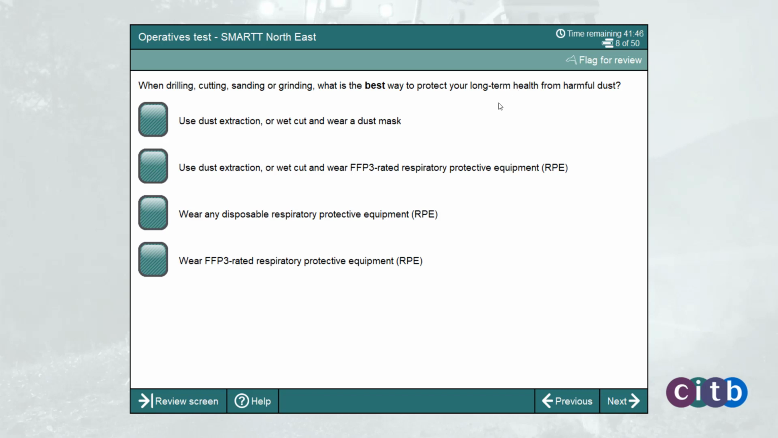When drilling, cutting, sanding or grinding, what is the best way to protect your long-term health from harmful dust? Use dust extraction or wet cut and wear a dust mask. Use dust extraction or wet cut and wear FFP3 rated respiratory protective equipment, RPE. Wear any disposable respiratory protective equipment, RPE. Wear FFP3 rated respiratory protective equipment, RPE.